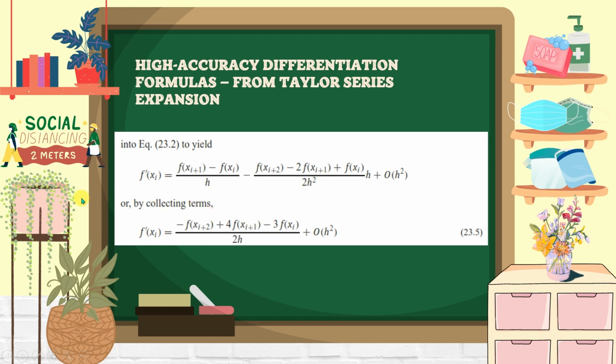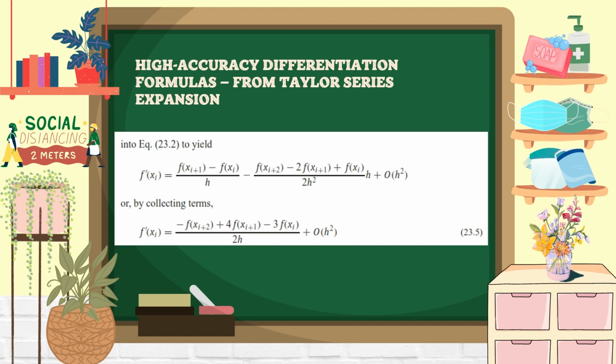Or by collecting terms, we will now be able to have the first derivative of the function equals negative function of x sub i plus 2 plus 4 times function of x sub i plus 1 minus 3 times function of x sub i all over 2h, plus the error, represented by equation 23.5. Notice that the inclusion of the second derivative terms has improved the accuracy to O(h squared).